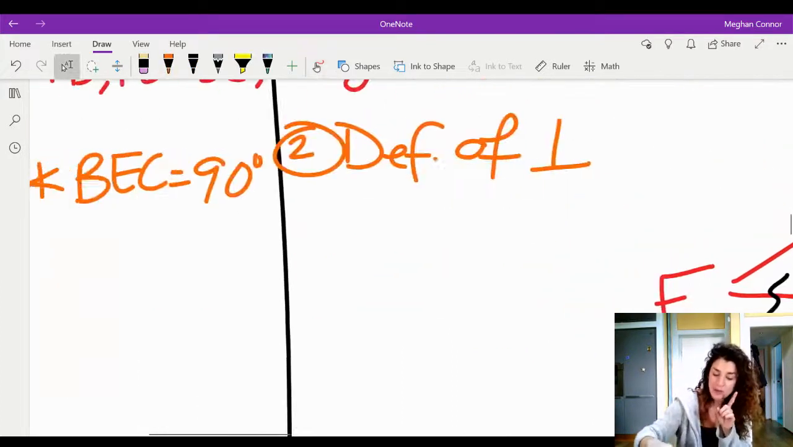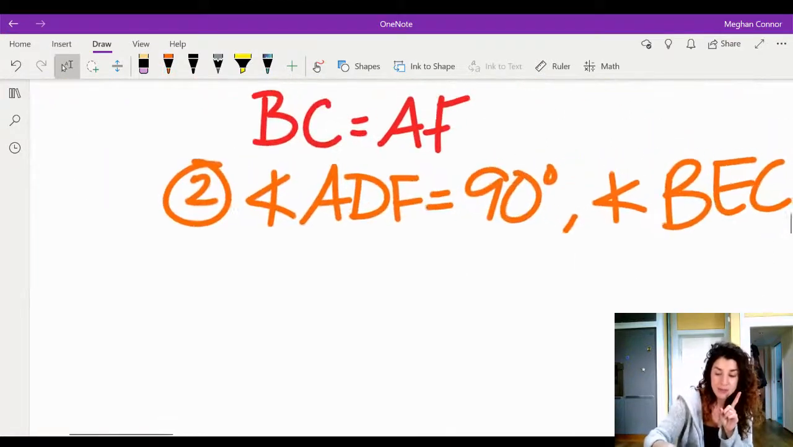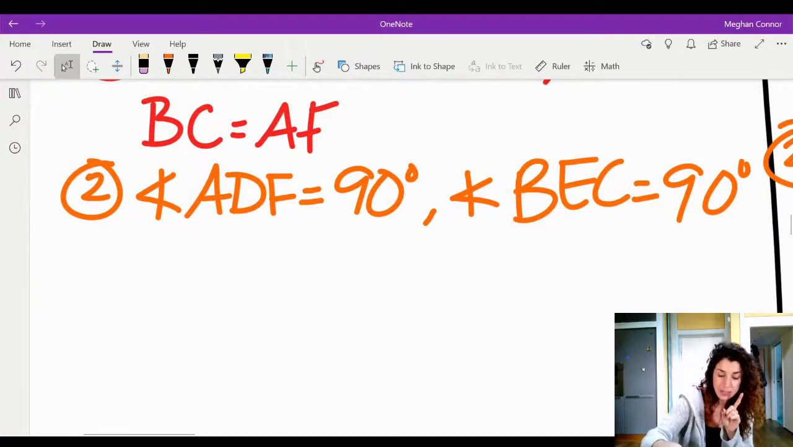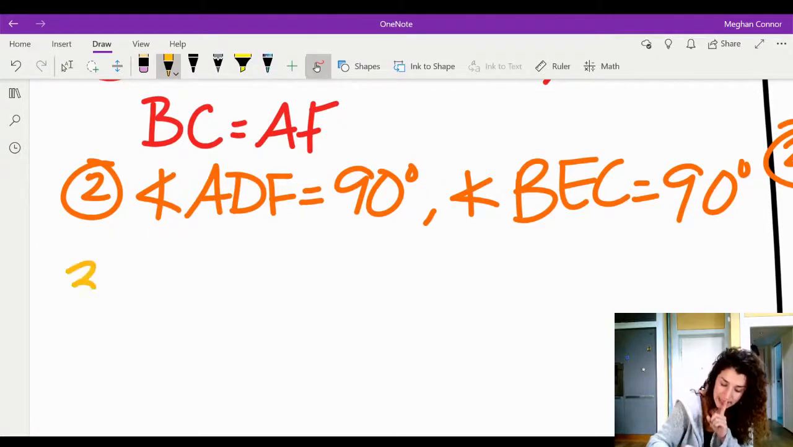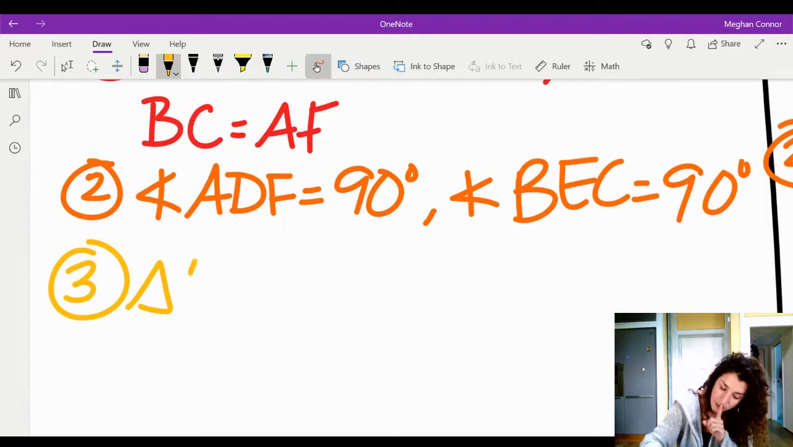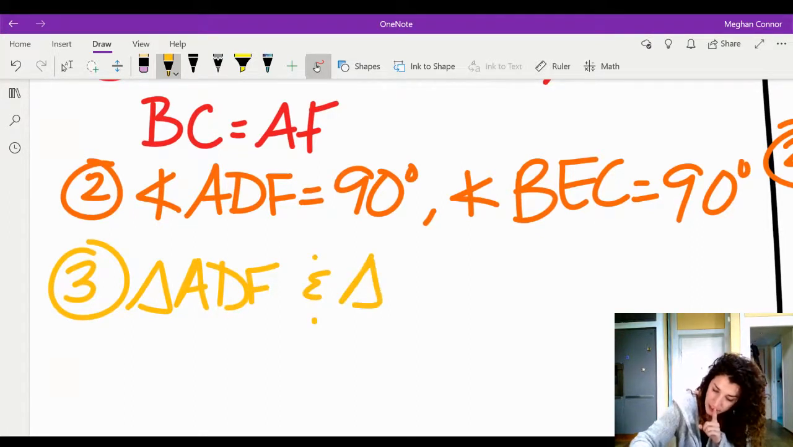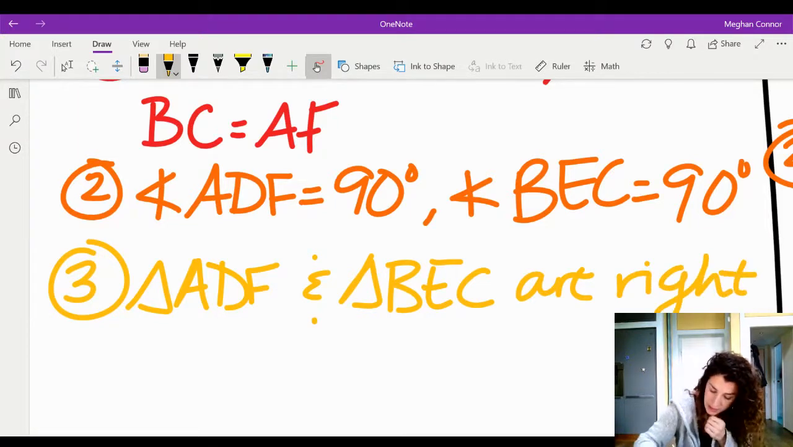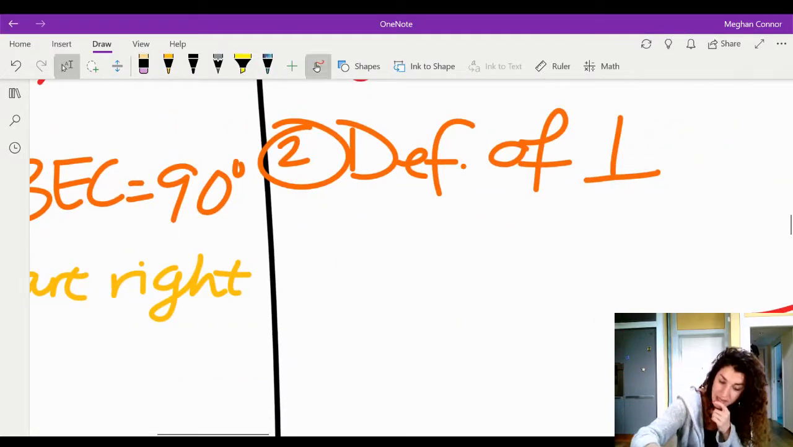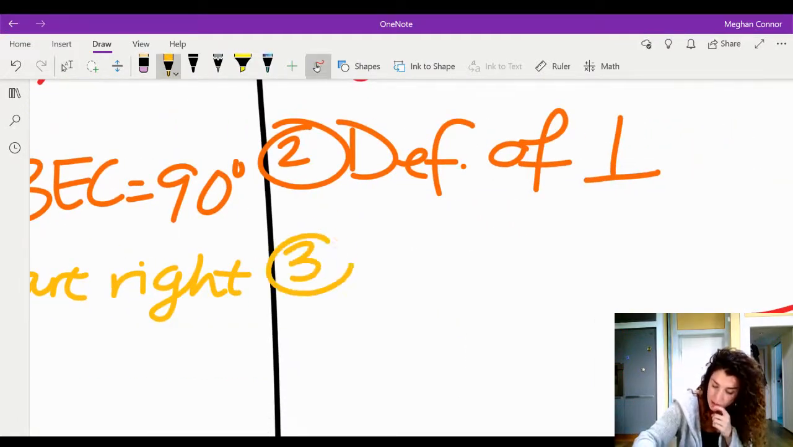You have to say that it's a right triangle. So now that I know I'm using those 90 degrees, not to prove that those angles are equal, but to in fact prove that those triangles are right triangles, I'm going to write that down. Triangle ADF and triangle BEC are right triangles. And that is because of the definition of a right triangle.